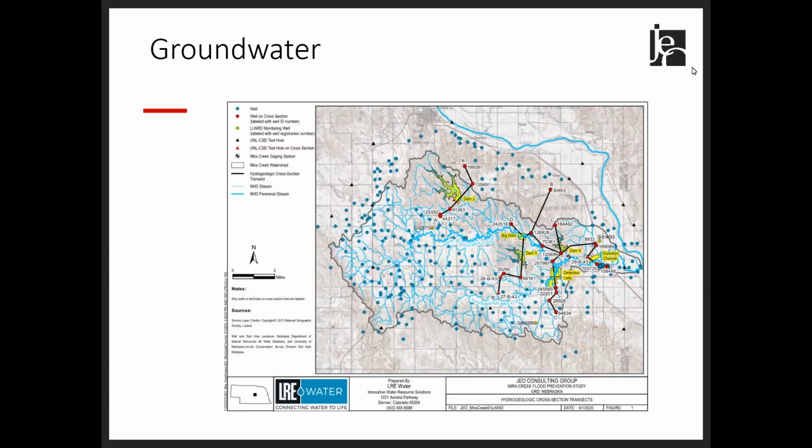So with the analysis of the alternatives that we described in the previous slides, we did look preliminarily at potential groundwater impacts associated with each of those alternatives. The map shown here shows the various alternatives along with existing groundwater wells, and we developed cross sections through the various alternatives to analyze the potential for groundwater recharge.